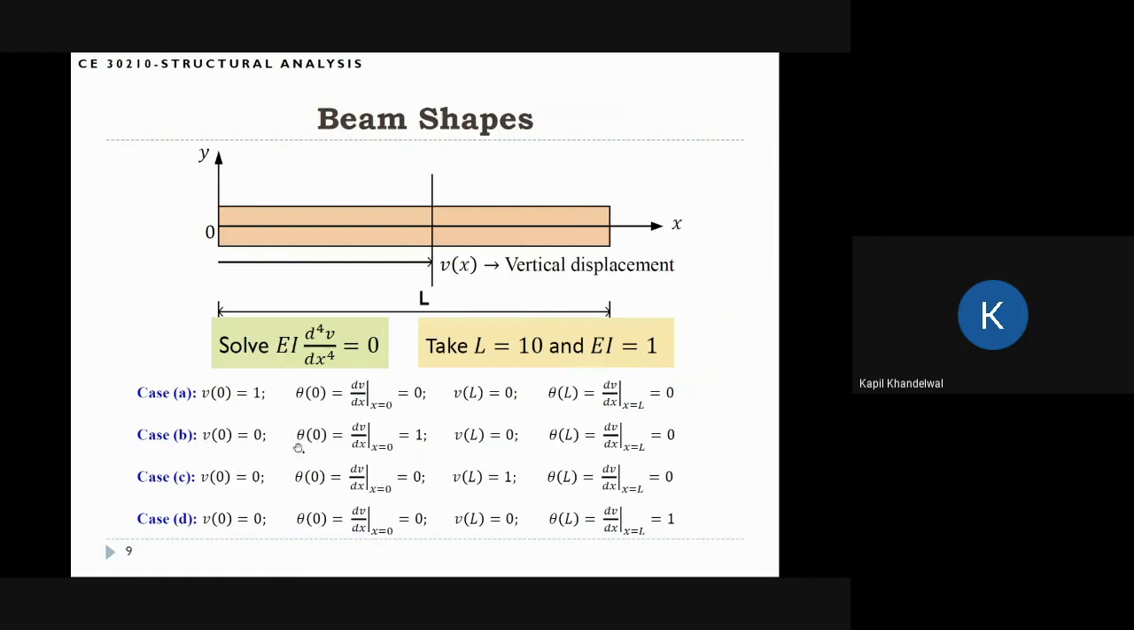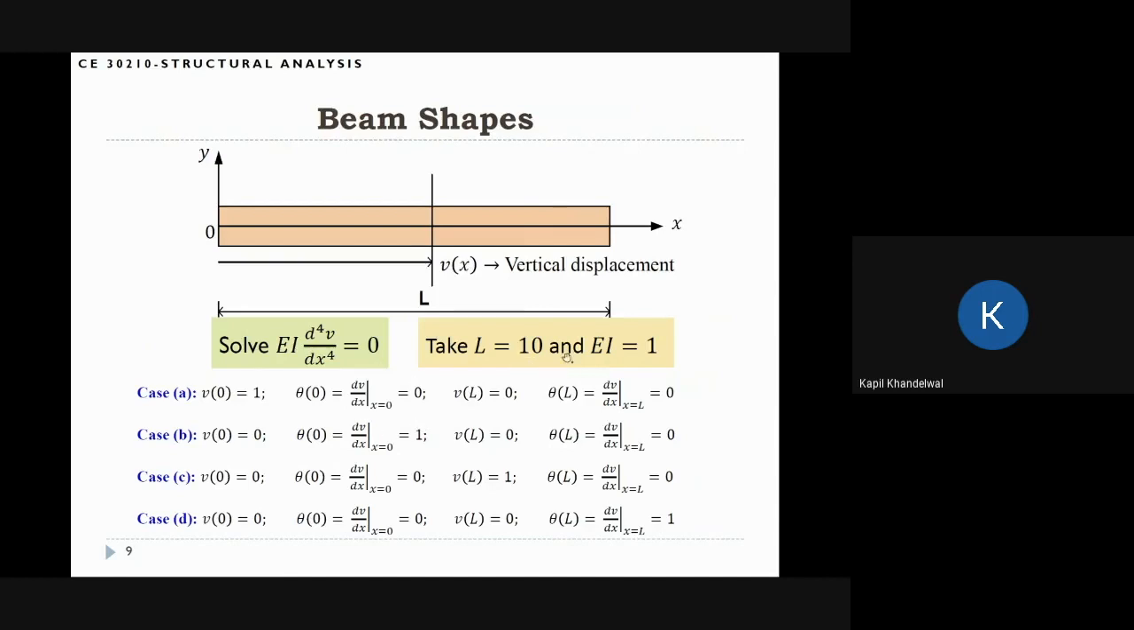In case B, only theta i is 1, other degrees of freedom are 0. In case C, you can see that Vj is 1 and other degrees of freedom are 0. In case D, theta j is 1, other degrees of freedom are 0. When I say 1 here for rotation, this is 1 radian, so the unit of rotation is always radian.